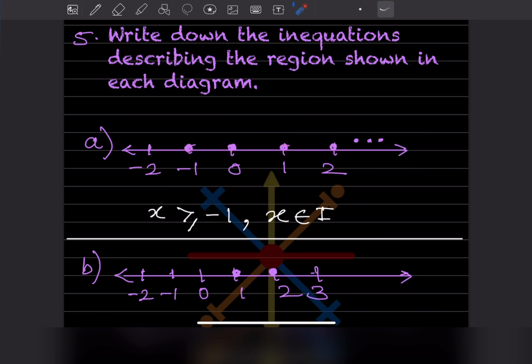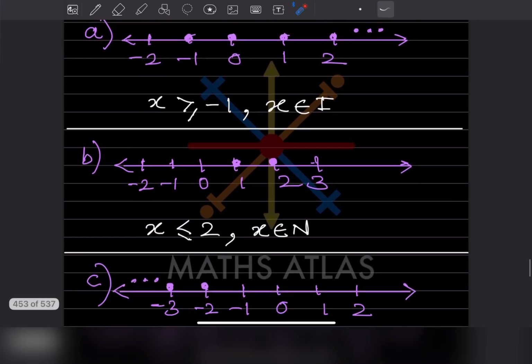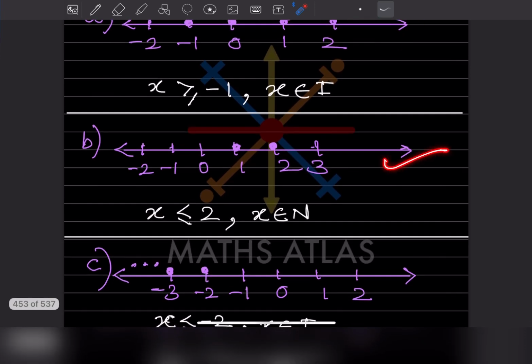So we can say x is greater than or equal to, because equal to means we have to include this -1, and it is greater than -1, and this dash just means it goes on continuing. So we can say x is greater than or equal to -1, and then we'll put a comma, x belongs to I. This capital I means integers.